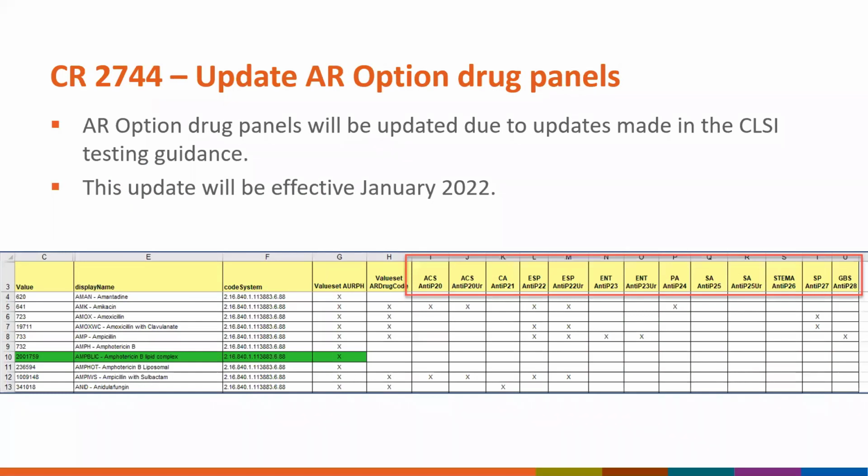Change request 2744 will be updating the AR option drug panels based on updates made in the CLSI testing guidance. These updates will be effective with the AR events beginning with specimens collected in January 2022. You'll see these changes in the Antimicrobial Ingredients 2022 tab of the 10.1 IDM when it's shared later this year.